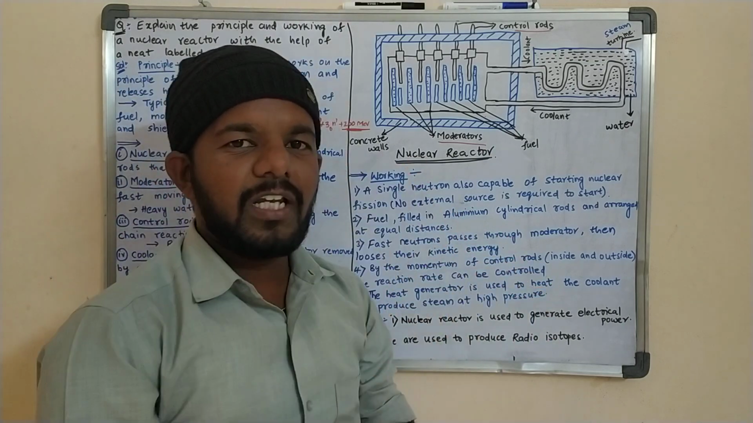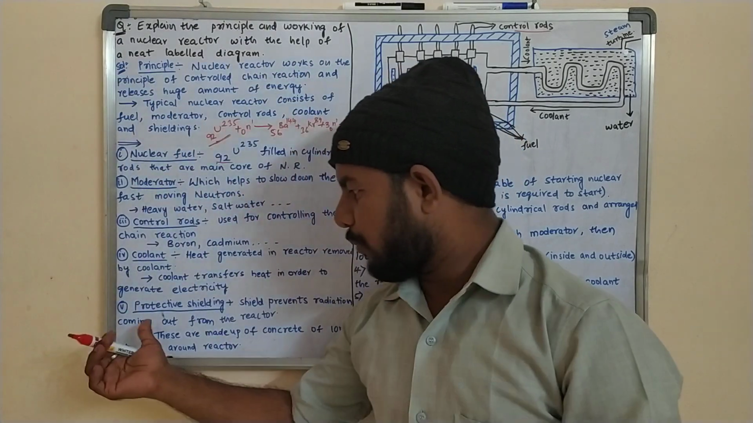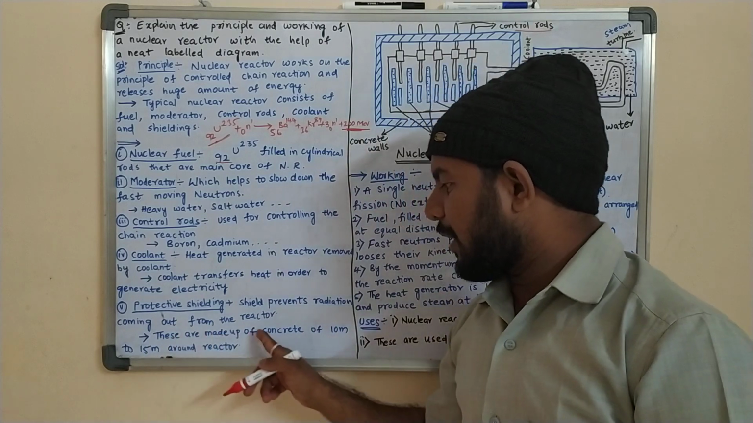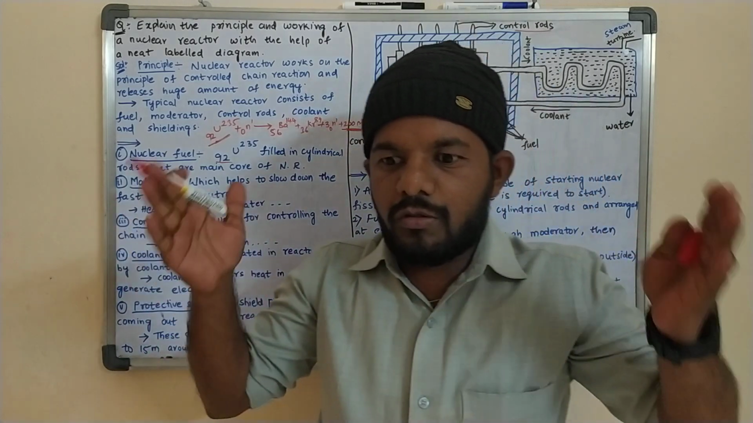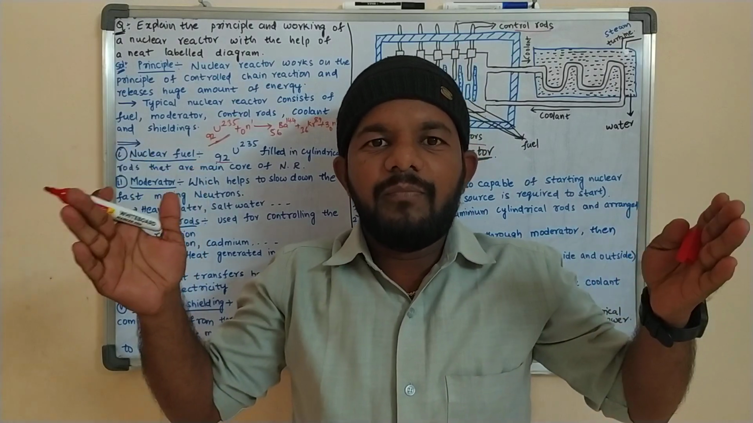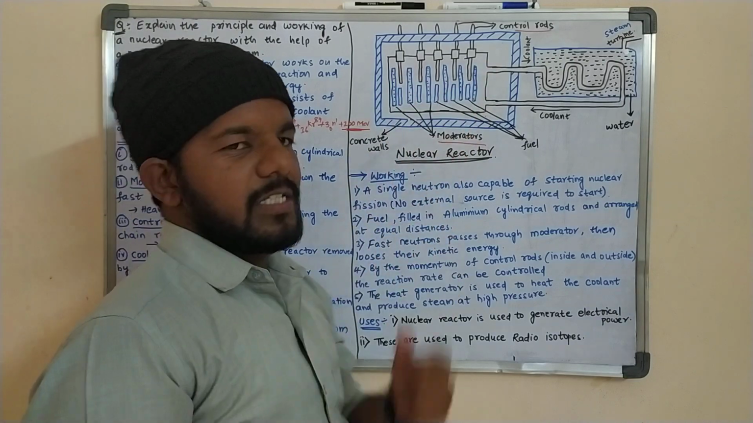Okay, we can easily generate electricity with this. That is the point. These shields are made of concrete 10 to 15 meters thick, which is somewhat heavy, but there is no problem at all. So now we are discussing the working.